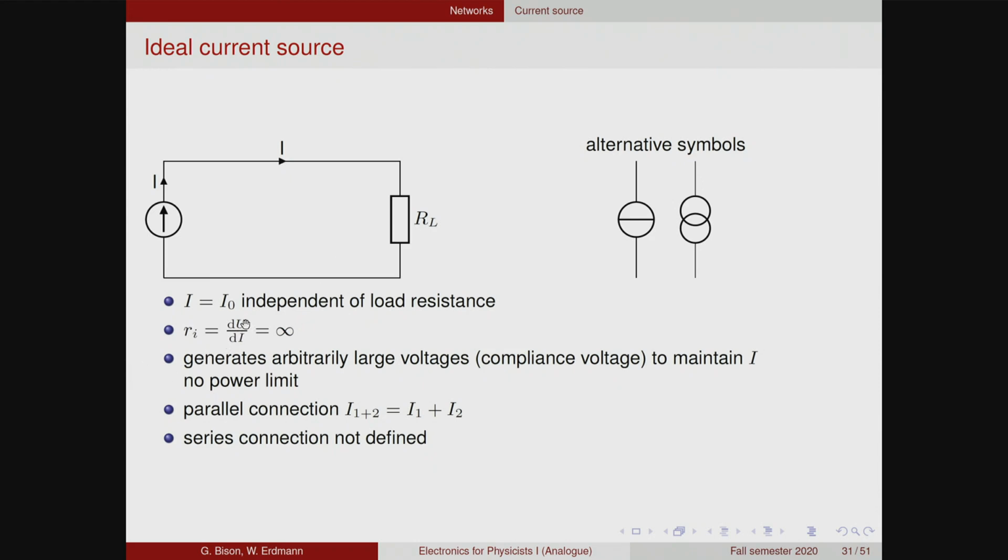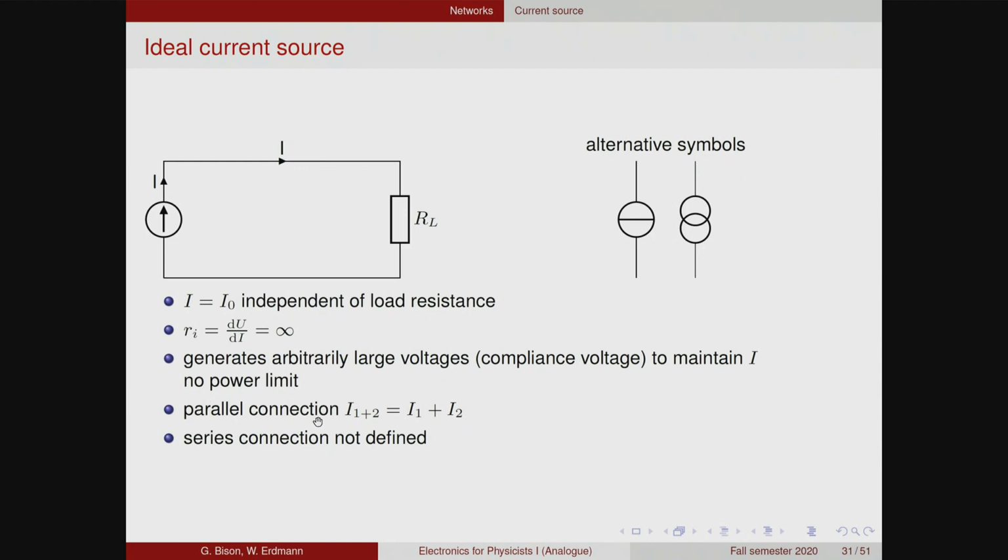The slope of the voltage to current is infinite, not zero, which in principle means that it has an infinite internal resistance. It generates arbitrarily large voltages to maintain the current that is set. So if we make this resistance really large, a megaohm, and we want to drive 1 ampere, then we have to supply a megavolt. The ideal current source will provide any voltage to just drive the current that we have set it to. Of course, this is not the case in reality.